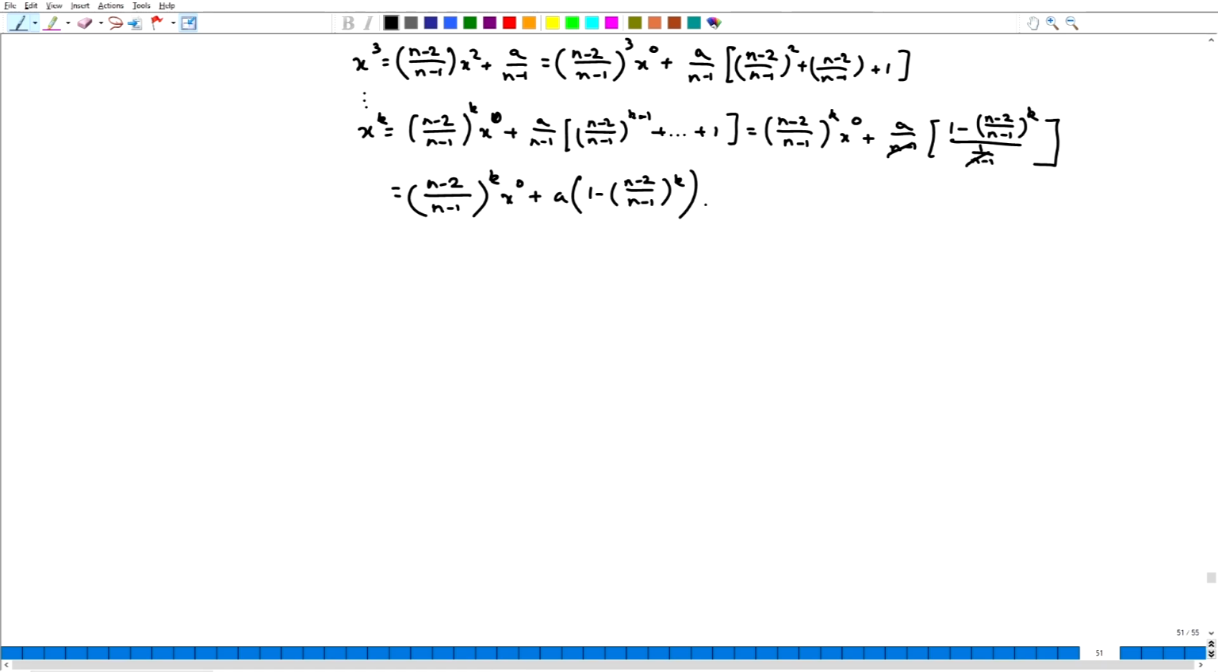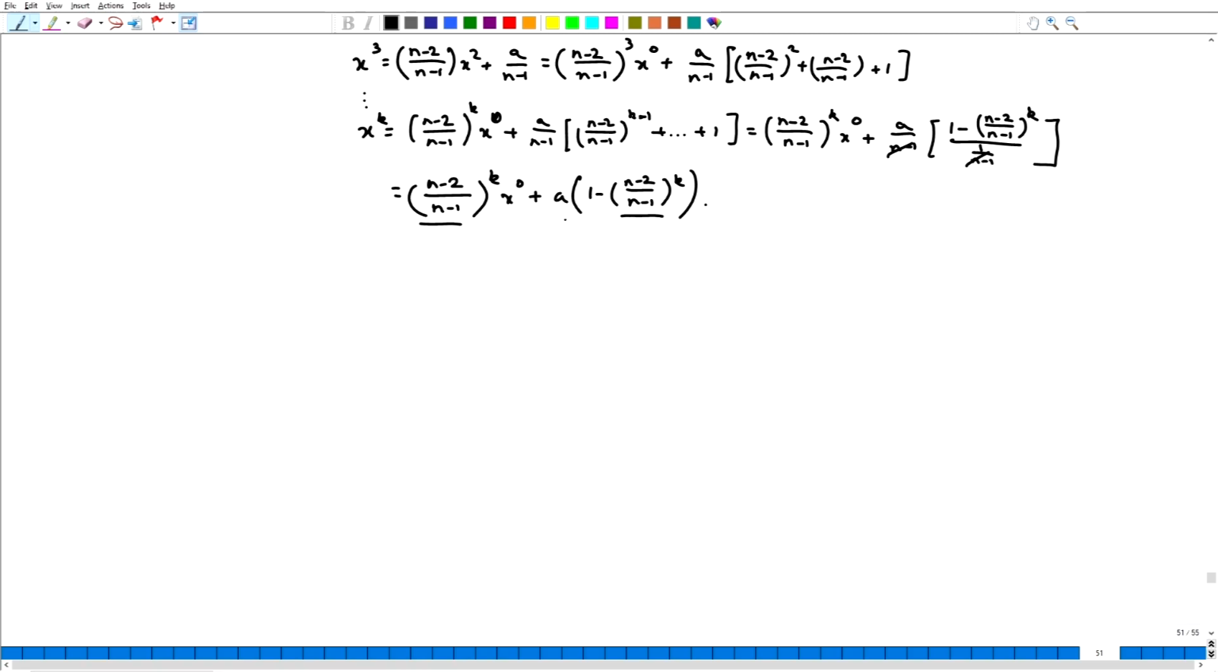Okay. So, you can see that at least as k tends to infinity, this term goes to 0 because this is less than 1. This term also goes to 0. So, you converge to a, which is the right answer. Okay. But then what is the problem?